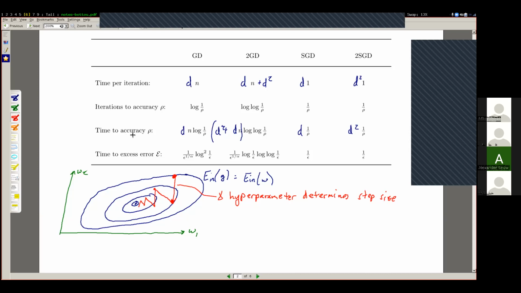And here's our convergence rate, this rho value right here. Rho is the accuracy. So for each one of these points right here, rho is the distance from that point to the minimum. So rho is getting smaller and smaller, and this is the bound that we have on how many iterations it will take to get within a certain accuracy rho. Any questions on gradient descent?